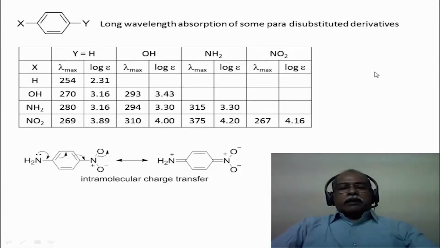On the other hand, if the two functional groups are not sterically hindered and they are further away, as in the case of the para disubstituted derivative, and if one of them is an electron donating group and the other is an electron withdrawing group, you can observe an intramolecular charge transfer band in the aromatic system. That is what is illustrated in this particular table. If you look at the table carefully, the auxochrome effect is very clearly seen, going from benzene at 254 to phenol 270, aniline 280, and nitrobenzene 269, measured in this particular case, I believe, in ethyl alcohol as a solvent.